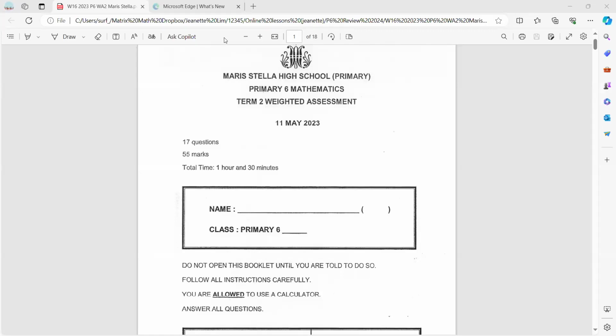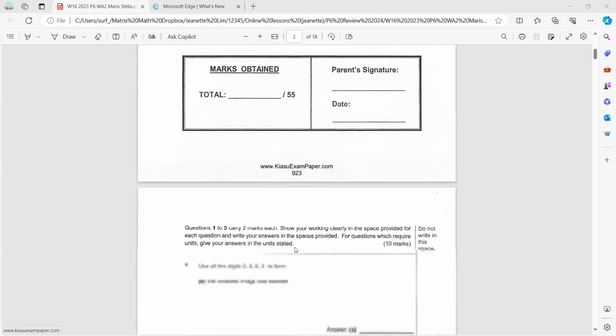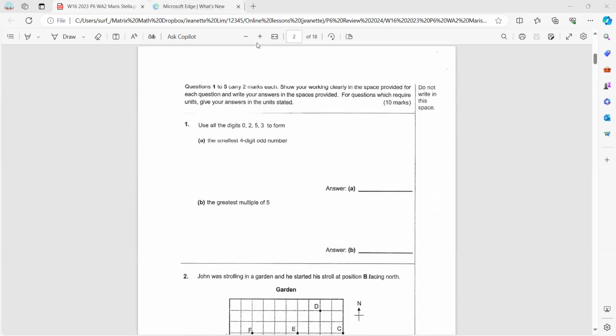This is Mary Stella P6 Term 2 weighted assessment for 2023. Now in this paper, you are allowed to use the calculator. Let's look at question 1.